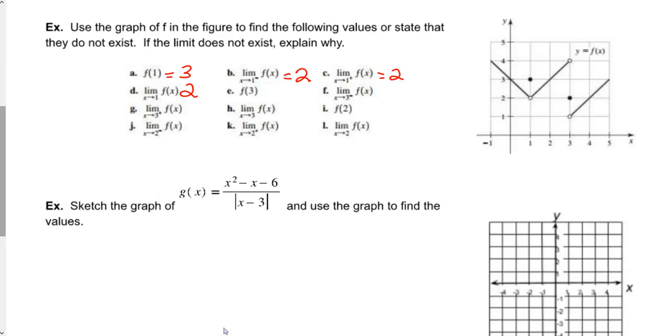That limit exists, and that limit exists at 2. Okay? Let's move on to x equaling 3. At x equaling 3, the function value is at the y value of 2.